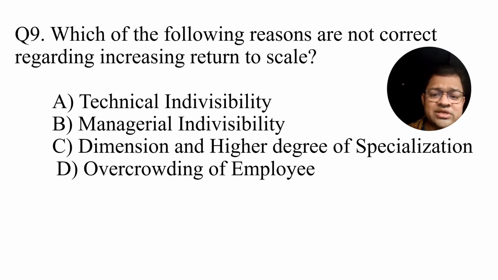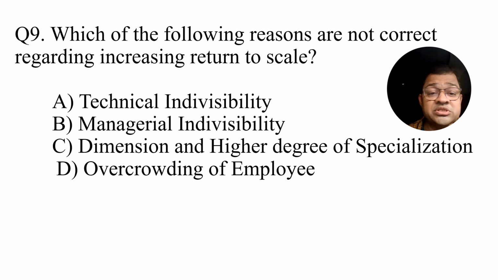Which of the following reasons are not correct regarding increasing returns to scale? Technical indivisibility is there. True. That's why in the initial part there is a substitution of output for input, and your output has been increased substantially. Managerial indivisibility may also be there. Dimensions have an impact on increasing returns to scale. If you increase the length 2 times and increase the breadth 2 times, then the area will be increased 4 times. That is also reflected in increasing returns to scale.